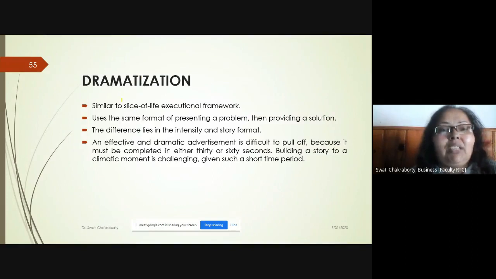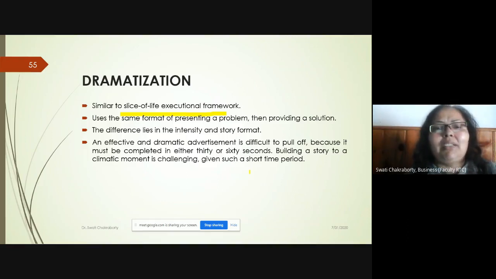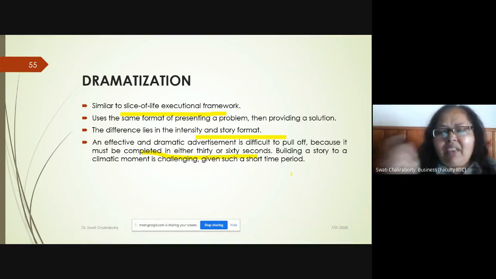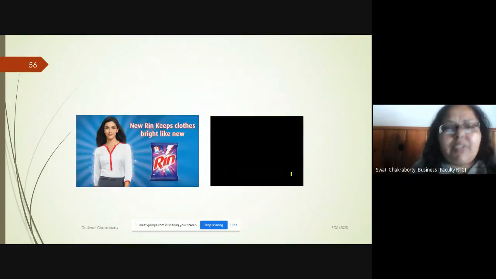So dramatization is similar to the slice of life execution framework. Here you are actually using the same format as in slice of life, and then providing a solution. But the difference lies in the intensity and the story format. So a very effective dramatic advertisement is a very difficult procedure to do because it must be completed in either 30 or 60 seconds. Building a story and coming up to a climactic moment within that 60 seconds is very, very challenging. Slice of life is much easier. It's also a type of dramatization, but that's easier. See this? New rain keeps clothes bright like new, and otherwise it's black.